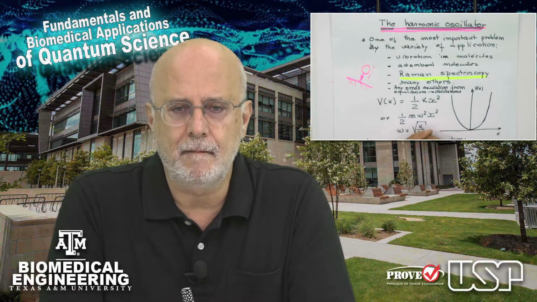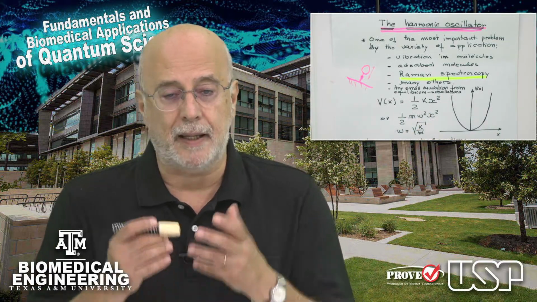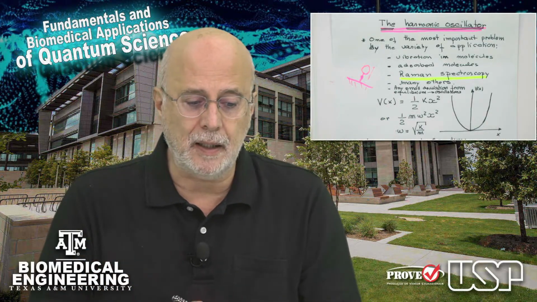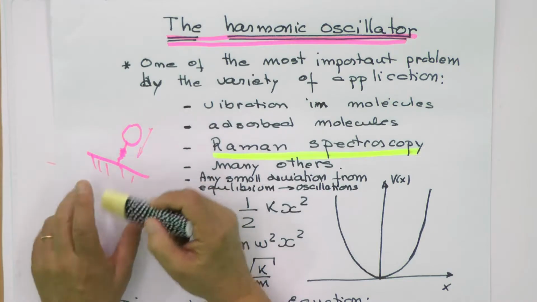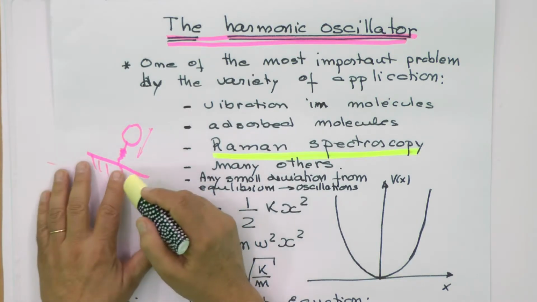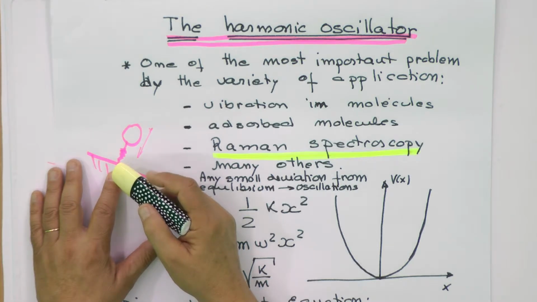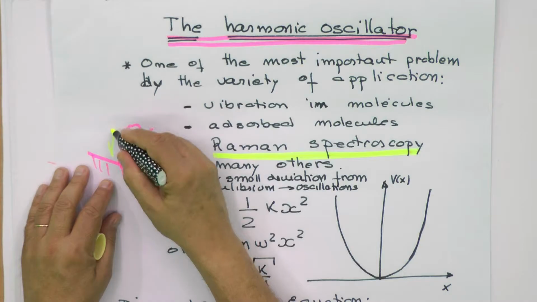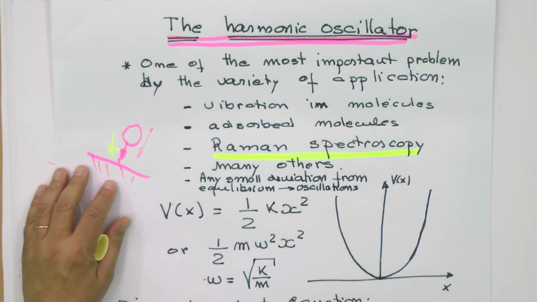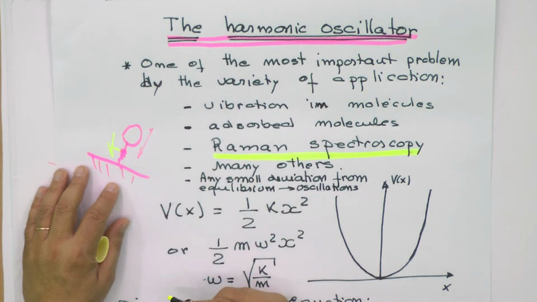Normally the force is proportional to the displacement. If we want to see mechanically what happens, it's like this. We have a particle of mass m that is bound by a spring, and this spring has some constant k, and there is a force always opposite to the displacement.